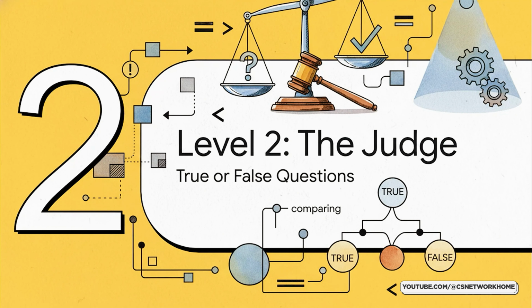All right, so computers can do math. Cool. But what's next? This is where it starts to get a lot smarter. Let's head to level 2, the judge. After calculating numbers, the next big skill is comparing them. This is where the computer learns to evaluate things.